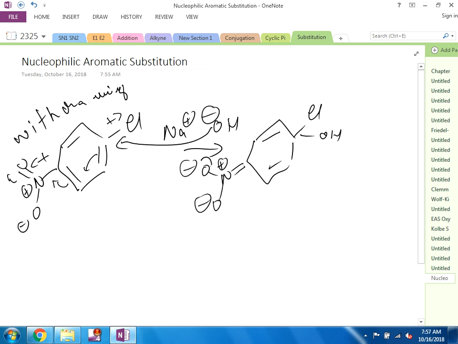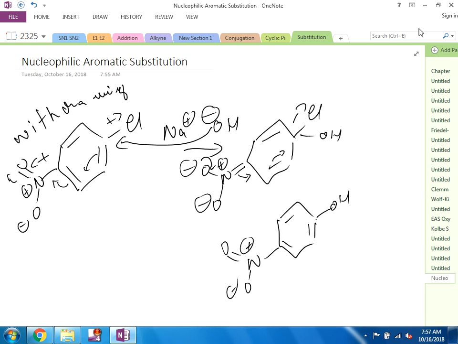So now we can reverse the process, and when we do that, we reform the benzene ring the way we had it before, and we've done substitution. But of course, you have to have withdrawing groups to be able to accomplish this. So that's the only example of nucleophilic aromatic substitution that I want you to know.